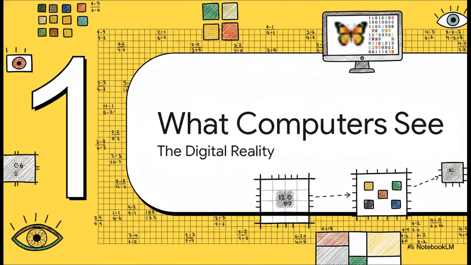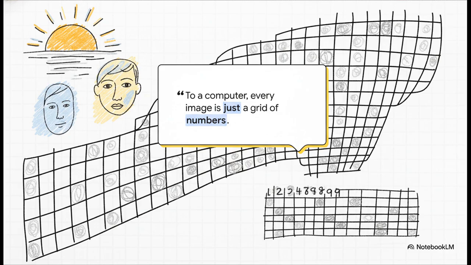So to crack that butterfly puzzle, we have to start at the beginning. We need to understand what a computer is looking at when it sees any image at all. Because before it can find a wing or an edge, it has to translate what we see into a language it can actually understand. So what is that language? And here it is. This is the secret. Honestly, this is the single most important thing to get your head around.